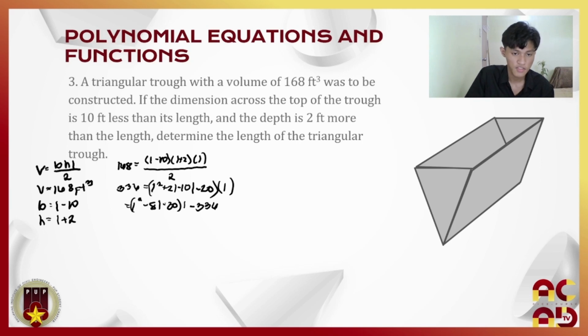Yan. Distribute natin yung L sa term na meron tayo. So, we have L times L squared, we have L cubed. Minus 8L squared, 8L times L. And then, minus 20L. Then, copy natin yung negative 336. So, we have this cubic function or cubic equation. So, kailangan natin hanapin yung root neto para ma-solve yung L.